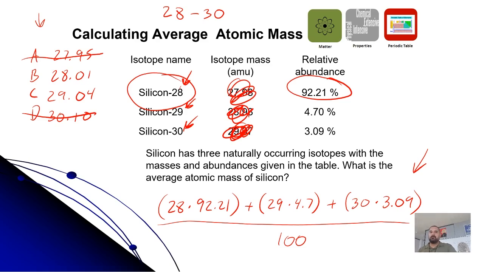What did y'all get? Three or eight? 8, and then that's just going to round to 28.11. Hands up if you got this answer. Hands up if you got something else. Okay, just a couple of y'all.